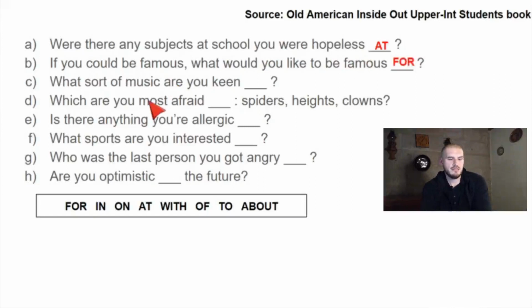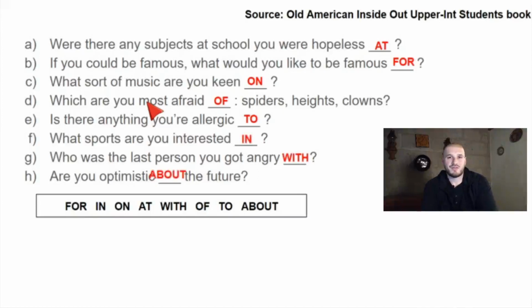3, 2, 1. What sort of music are you keen on? Which are you most afraid of? Spiders, heights, or clowns? Is there anything you're allergic to? What sports are you interested in? Who was the last person you got angry with? And are you optimistic about the future?